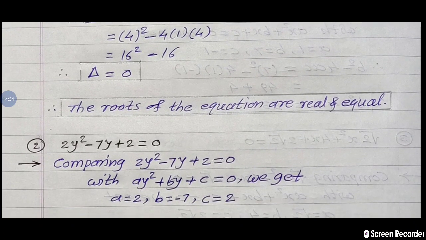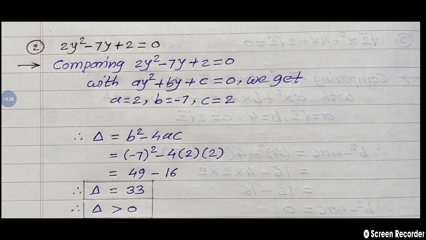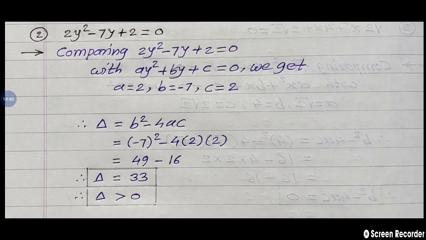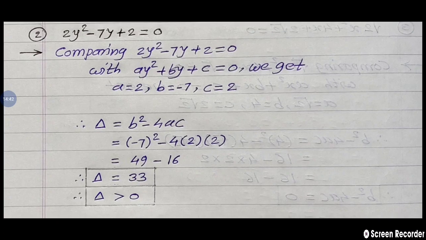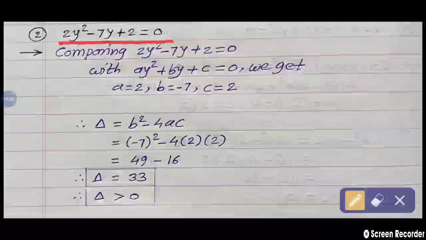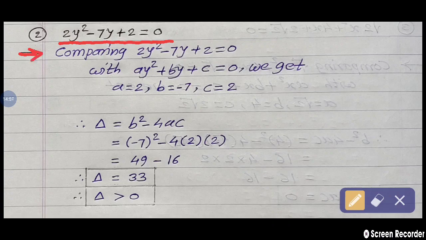We are solving one more example from this practice set 2.5. That is question number 2. What is question number 2? 2y square minus 7y plus 2 is equal to 0. So at the time of writing the answer, we follow this pattern.